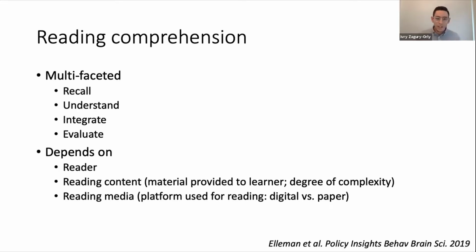So reading comprehension in general, it's a pretty wide term and there are different definitions, but what we can say is that it's a multifaceted component that involves recall, understanding information, and the ability to evaluate and integrate information. And it depends on the reader, the content, so the degree of complexity. Perhaps the more complex the information is, the more it may challenge the ability to comprehend something. And then the actual media, which is what we're interested in here, being whether it's on a digital device or using paper.